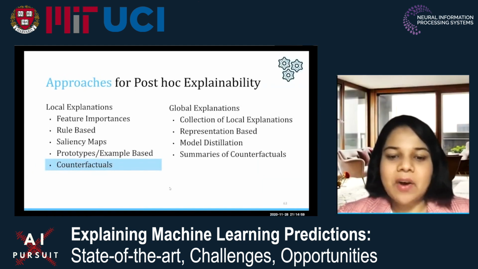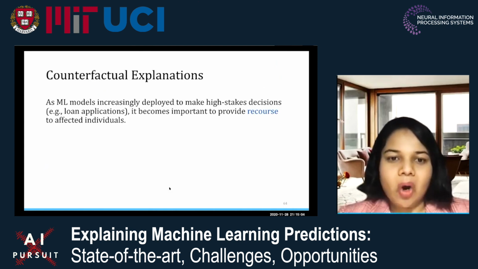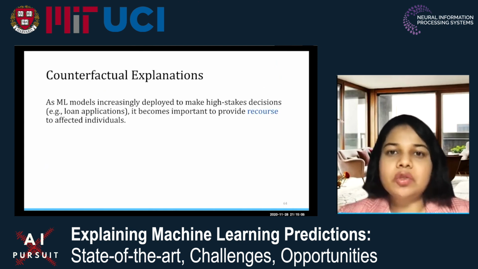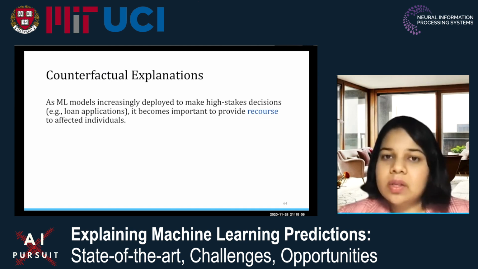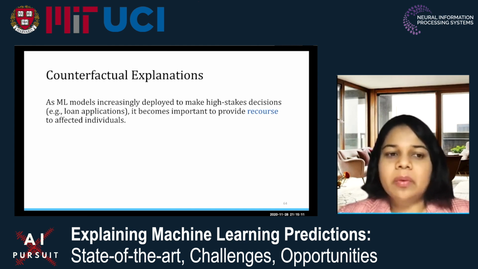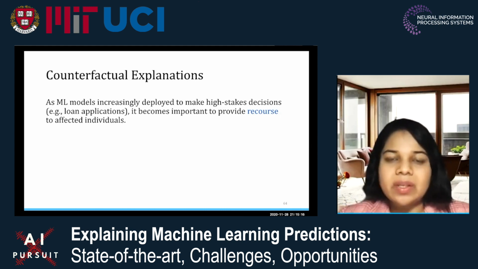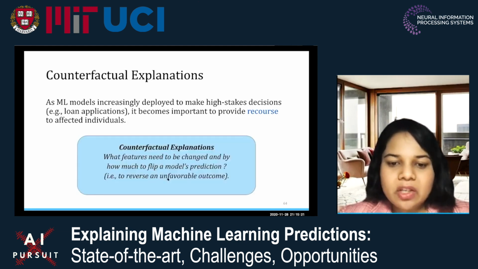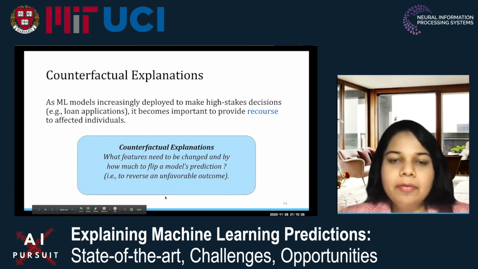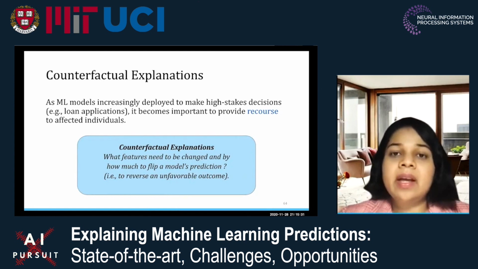Alright, now let's talk about local counterfactual explanations. As machine learning models are being increasingly deployed to make high stakes decisions, it also becomes important to provide recourses to affected individuals. And this is exactly what counterfactual explanations will help us do. So, counterfactual explanations give us the following information. They tell us what features need to be changed and by how much to flip a model's prediction. That is, to reverse an unfavorable outcome.